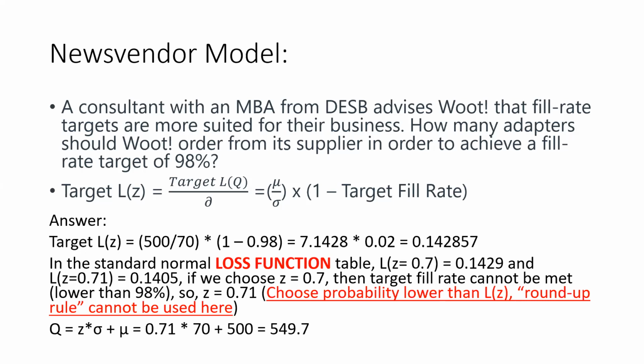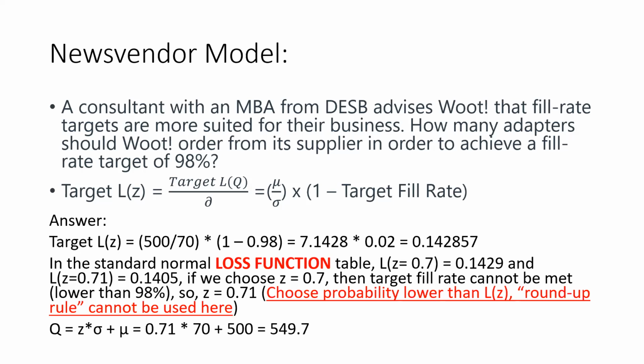So to find that one, I got when z is equal to 0.71, L of z is 0.1405. That's very close, but smaller than 0.1429. So the z value is 0.71. You need to pay extra attention in the target fail rate: no roundup rule will be used. Finally, Q is equal to Z times sigma plus mu, 0.71 times 70 plus 500.